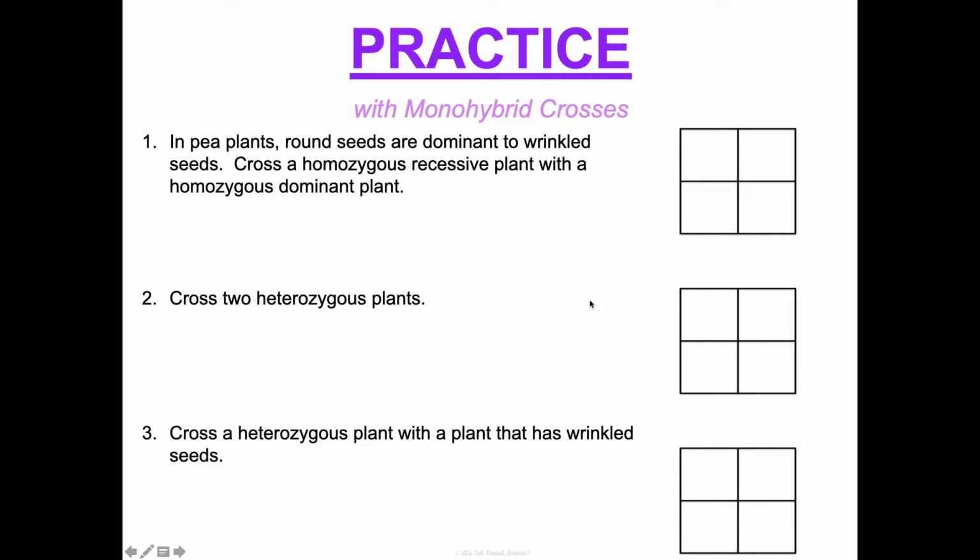So I think the best way to understand this is to practice it. So we're going to do some practice problems in class together. I want you to try these. In these examples, we're going to be looking at pea plants and the trait of round versus wrinkled seed. So in pea plants, round is dominant to wrinkled. So I want you to use the letter R to represent this trait. So round would be a dominant or big R, and wrinkled would be a little r for recessive. Okay, and I want you to try each of these problems and work them out, and then we'll talk through those together.